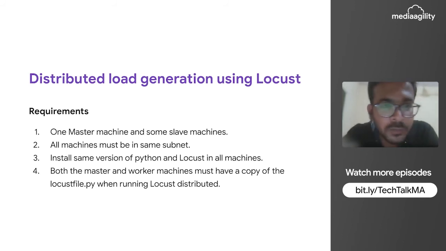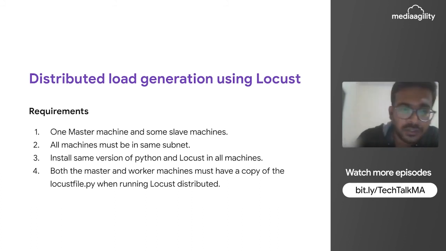Now we'll see distributed load generation, how we can use Locust for distributed testing. Again, same requirements. We'll need one master machine and some slave machines, and all machines must be in the same subnet. We need to install the same version of Python and Locust on all machines, and that locustfile.py which we have created must be shared with all master and worker machines.